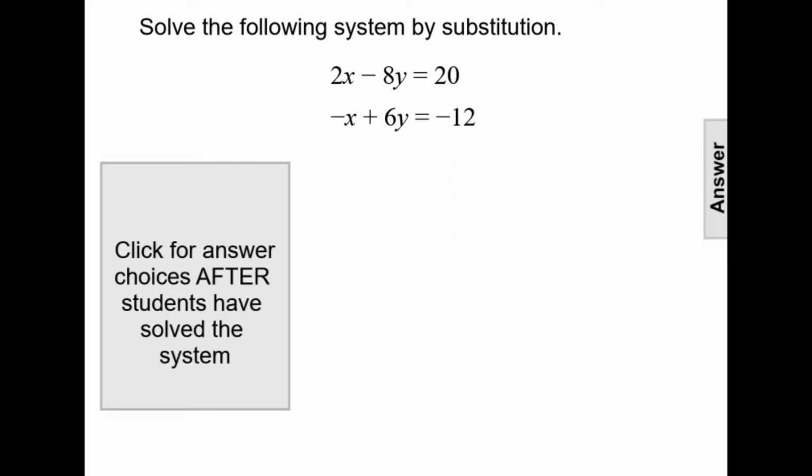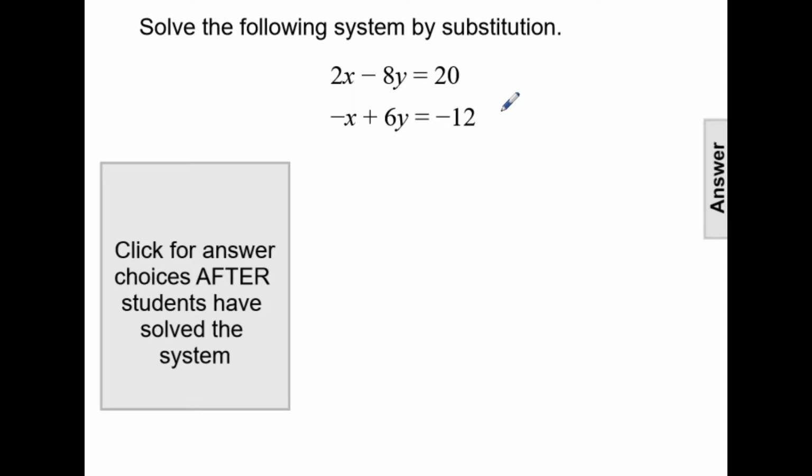Solve the following system by substitution. So when you're trying to find a solution using substitution, you have to have one of your equations with a variable solved for or by itself. Here in the original system, neither of our equations meets that condition. So we're going to have to rewrite one of the equations in order to do that.